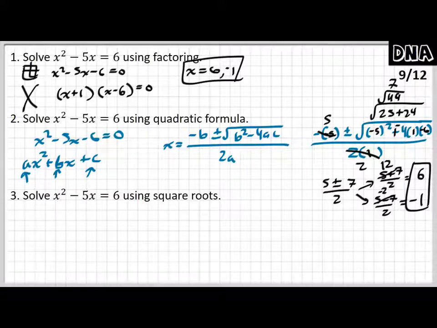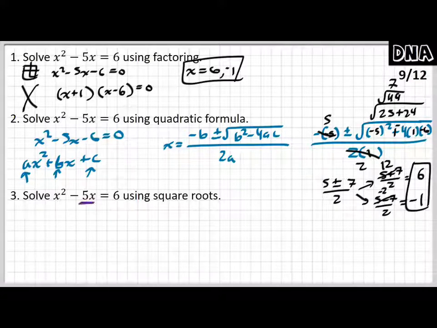Now with square roots, this is the only one where you don't have to have it equal to 0, so we can leave it the way it is. The problem is I can't square root this side because this is not a perfect square. So because that's not a perfect square, what we would have to do is complete the square.